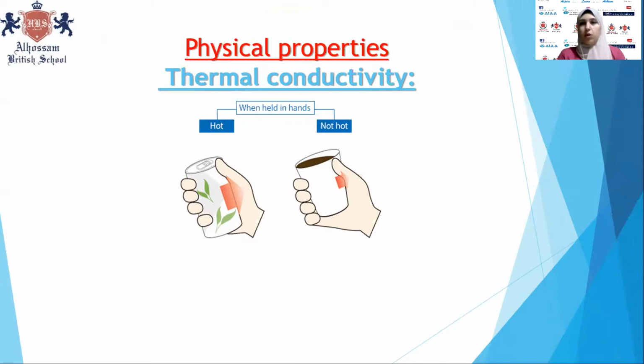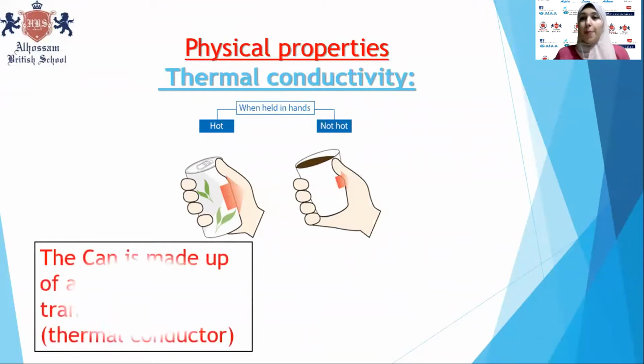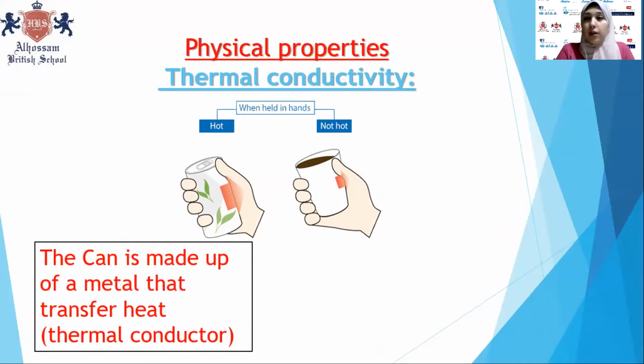Before we know what's meant by thermal conductivity, look at these two pictures. The first one, there is a hand holding a can, okay? A can. It's hot, okay? I'm telling you that the can is hot, okay? So, why does the man feel that the can is hot? Why do you think the man feels that the can is hot? It's because the can is made of metal, the material that can conduct heat or transfer heat.